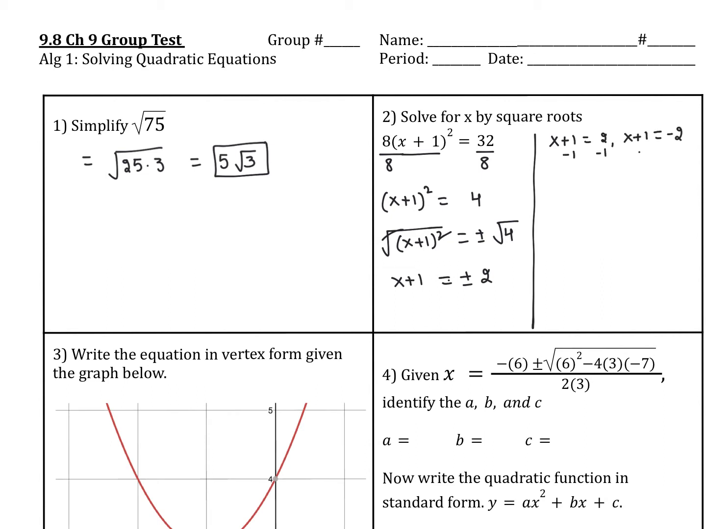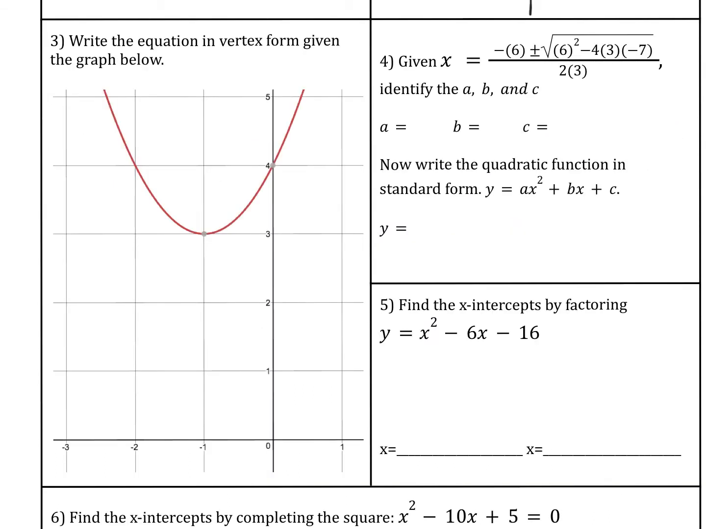You're going to subtract 1 on both sides. X equals 1 and x equals negative 3 would be your answer. So for question number 3, you're going to write the equation in vertex form given the graph below. In this question, we are going to only find the vertex because we did not learn how to find the equation. So the vertex is going to be negative 1, 3.